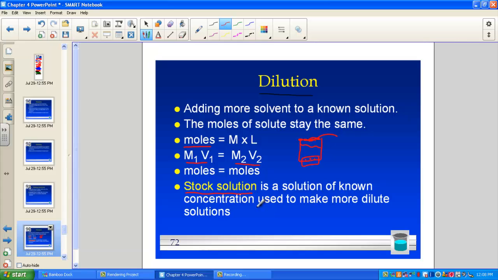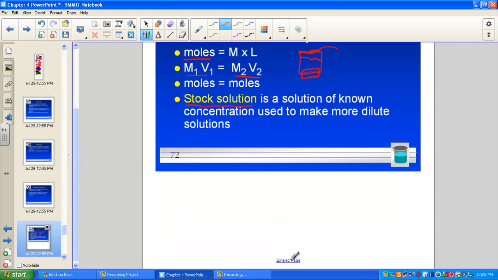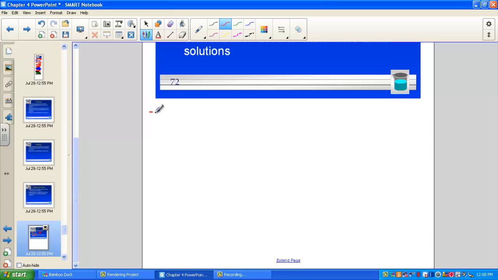So it's the starting solution. What do you have on hand and how much of it do you need to create the desired quantity of a concentration that your lab calls for? So let's just dive in and take a quick peek at how easy these particular problems are. We'll do a little practice problem.